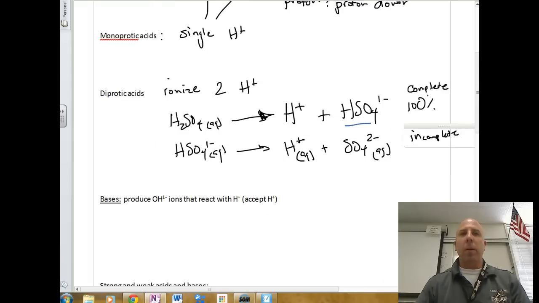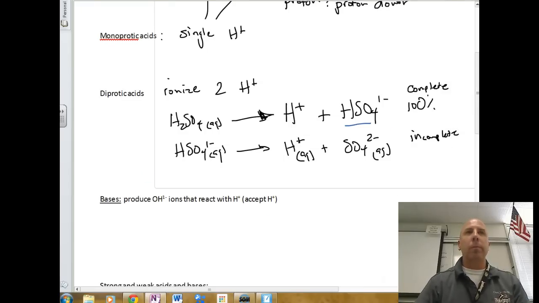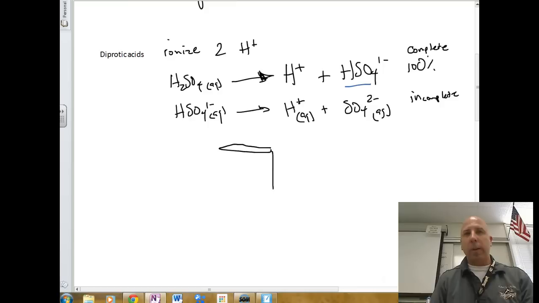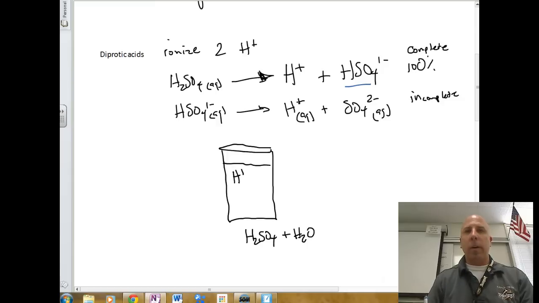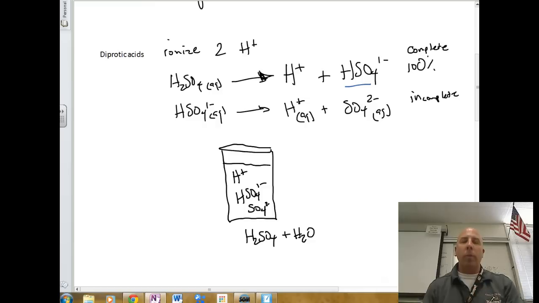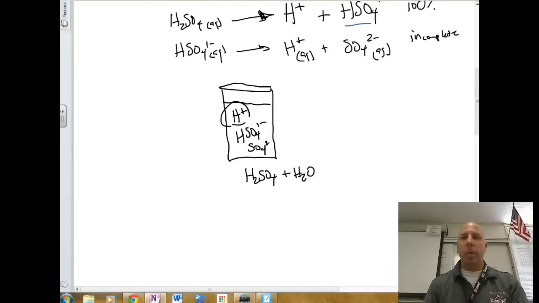So if we were to model this in a beaker, what we would see is when we put some H2SO4 in there with some water, we're going to see some hydrogen ions floating around. We're also going to see some HSO4 1- ions, and we're going to see some sulfates floating around there as well. All 3 of those will be present, but they will not be present in equal numbers. We're probably going to have more hydrogen ions present.